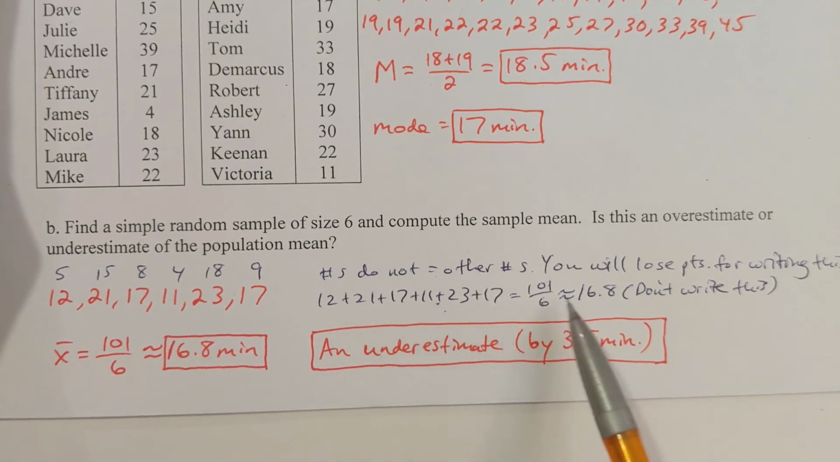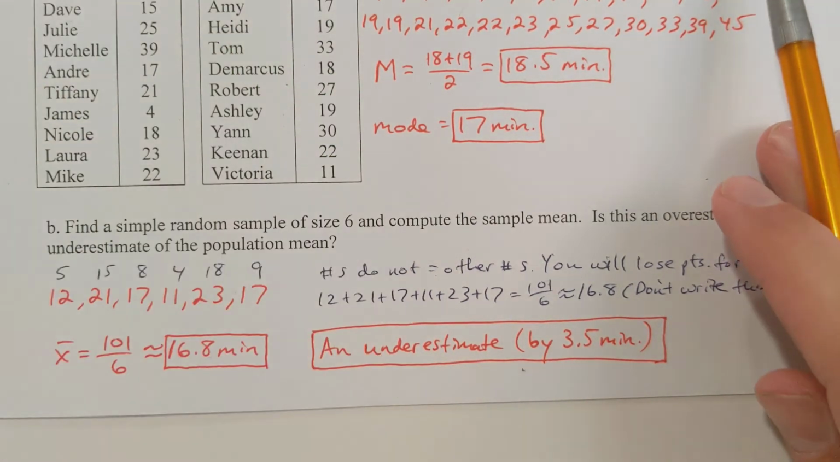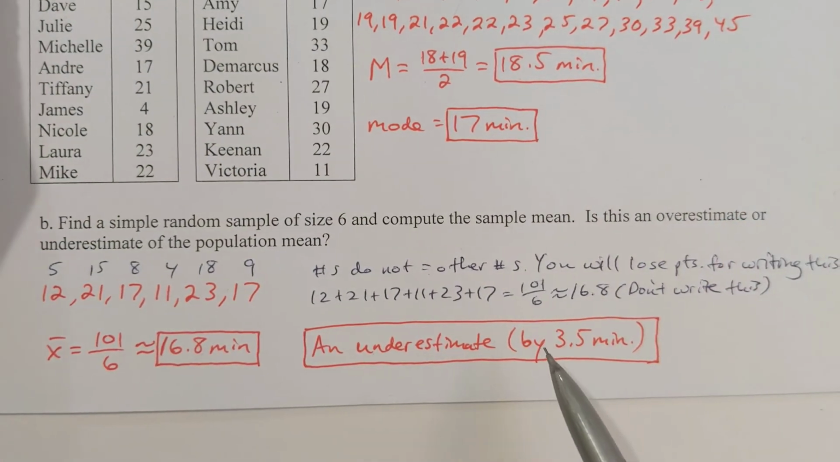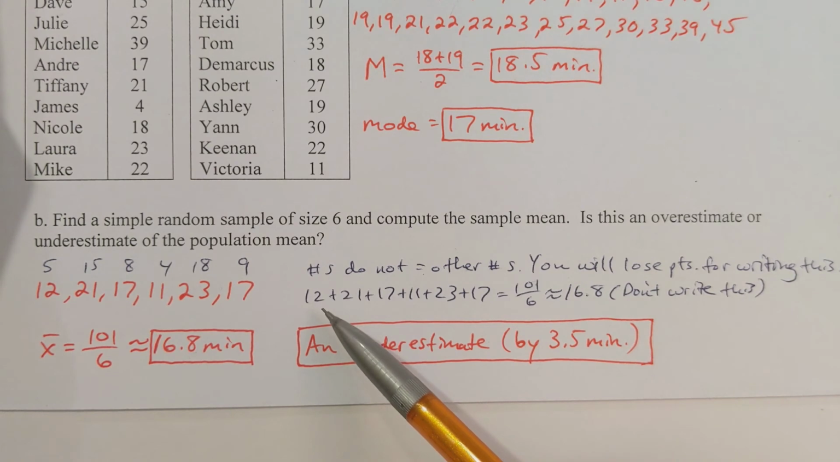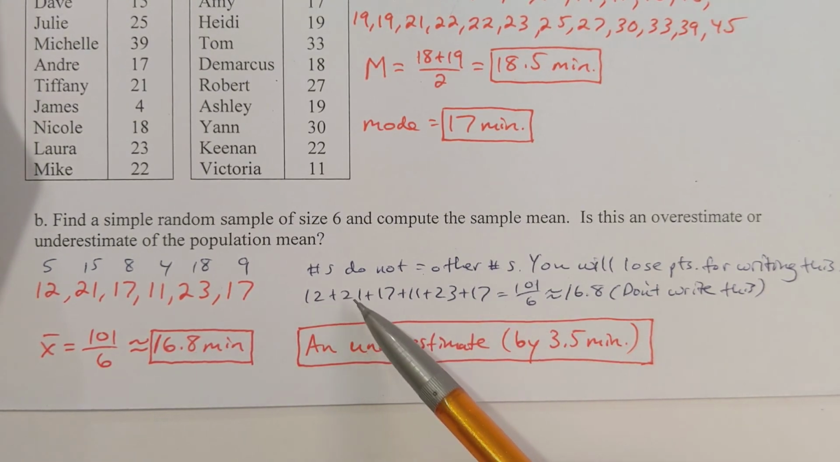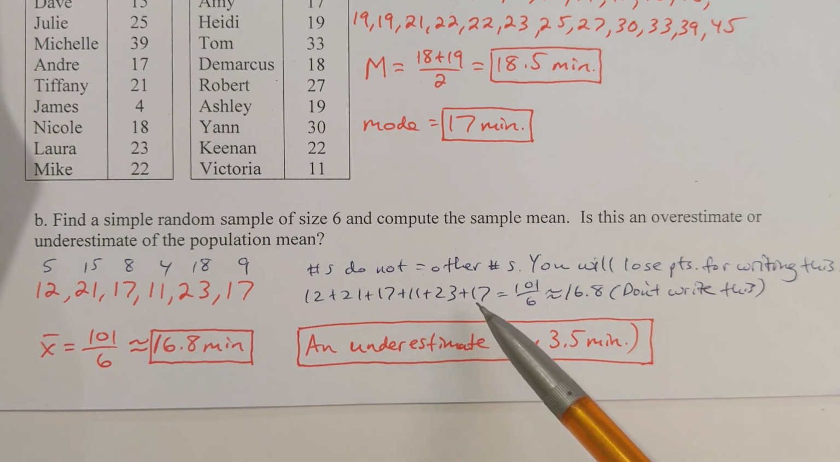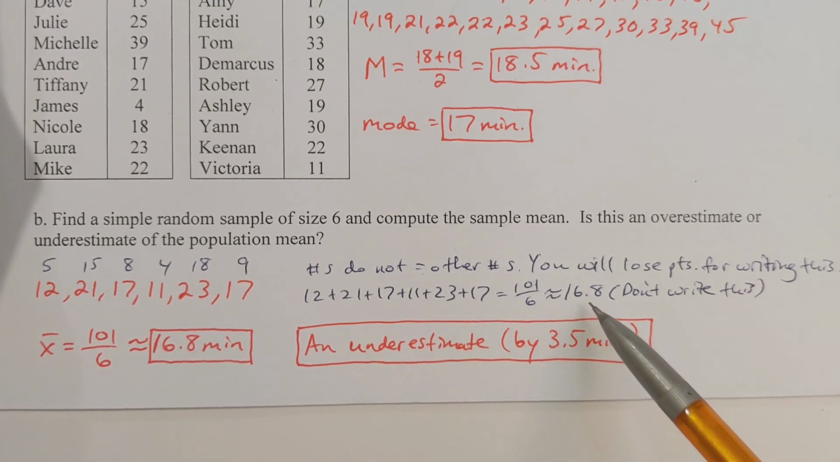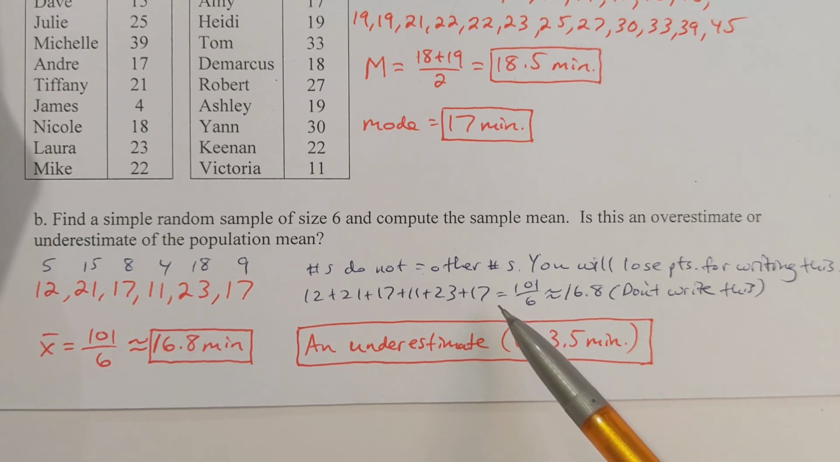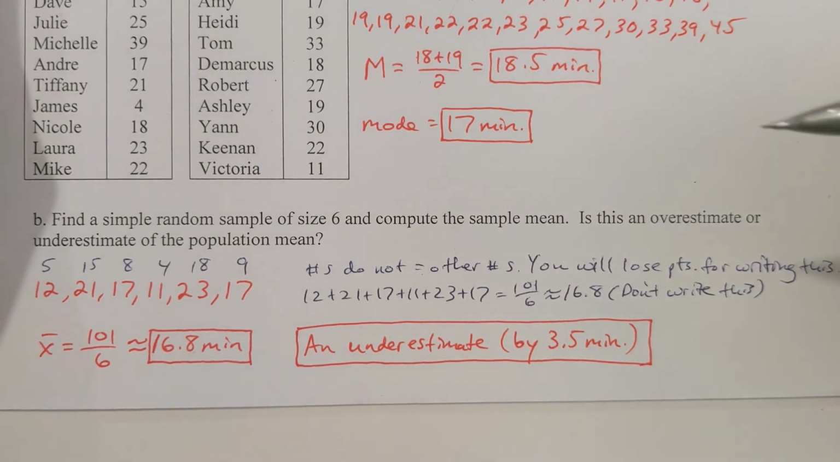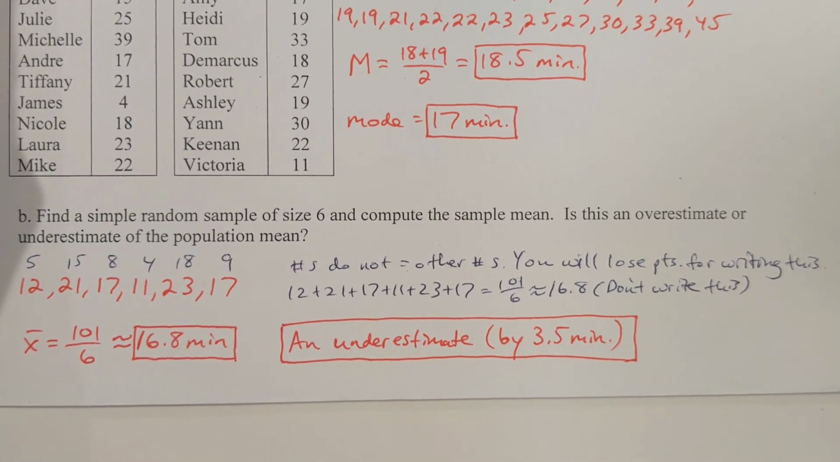Now, if a student wrote this down, that's actually a major problem. And in class, I would take points off of that. Why is that? What's the problem with that? Well, what they have written is they're saying 12 plus 21 plus 17 plus 11 plus 23 plus 17 is approximately 16.8. No, it's not. It's 101, right? So the point that I'm trying to make here is don't get carried away with the equal sign. I see that sometimes, and that's bad.